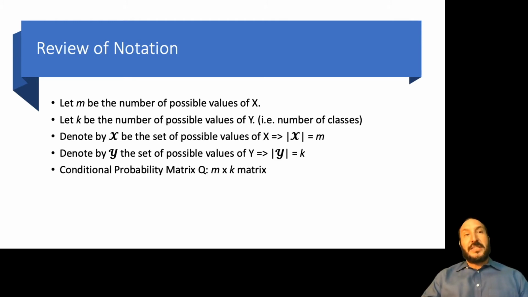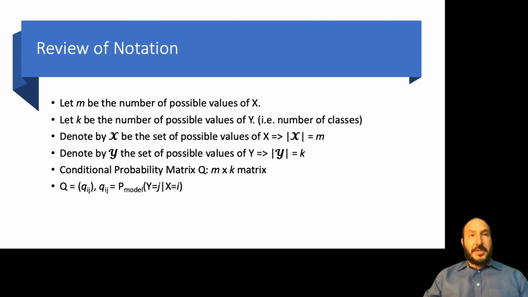So what I'm going to call a conditional probability matrix, represented by Q, is an M by K matrix. We're going to have M rows corresponding to the M different possible values of X, and we're going to have K columns representing the K different possible values of Y.